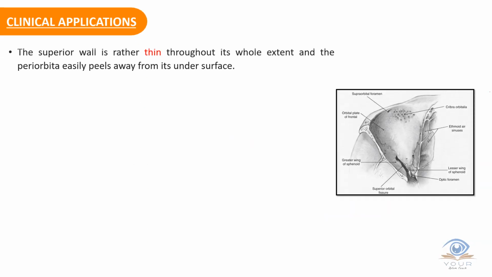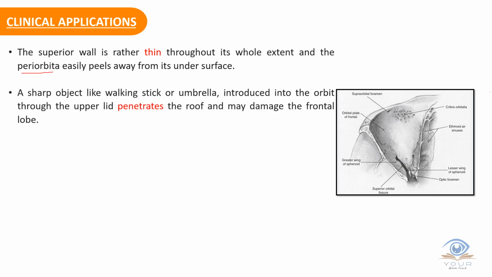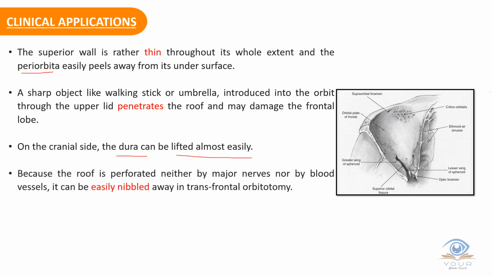Now comes the clinical application of the roof, and these are: the superior wall is rather thin throughout its whole extent, and the periorbita can be peeled easily from its undersurface. A sharp object like a walking stick or umbrella, if introduced to the orbit through the upper lid, penetrates the roof and may damage the frontal lobe. On the cranial side, the dura can be lifted almost easily.